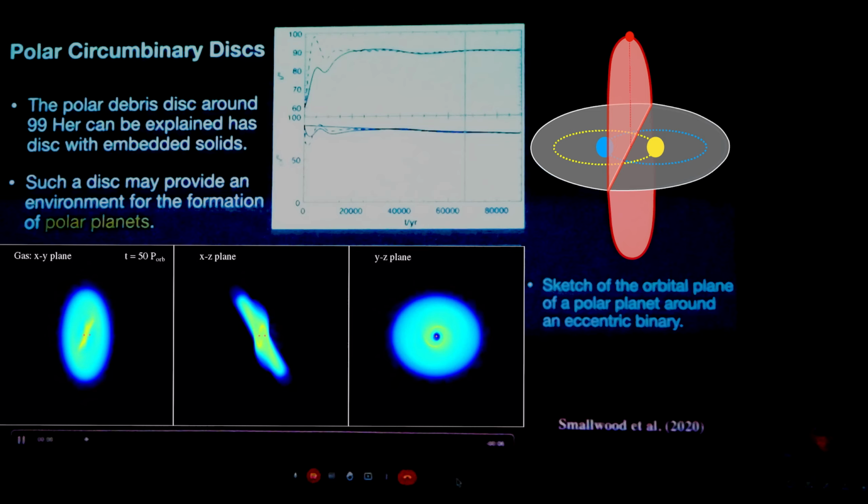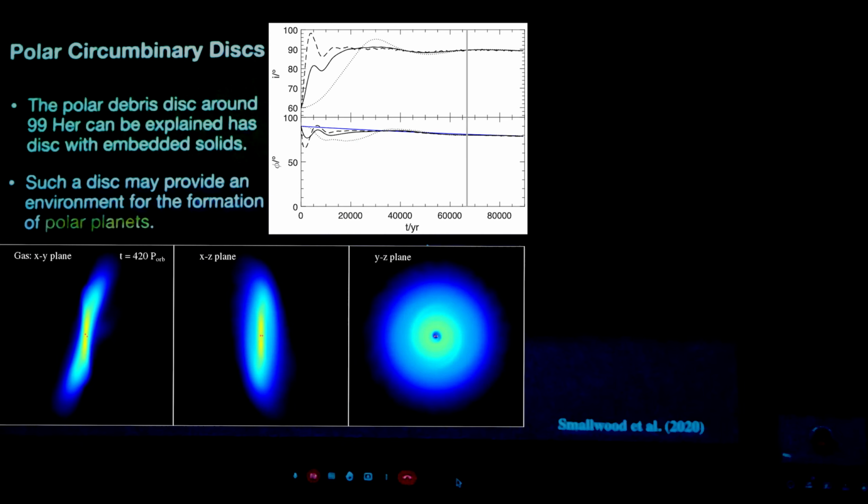This is a sketch of what a polar planet orbit would look like. We have our reference binary plane in gray, and then the polar planet plane in red. You can see here it's very hard to see transits, because if you're looking edge on at the polar planet plane, there are times where the planet won't cross either of the stars. So you won't have these recurring transits in this case.